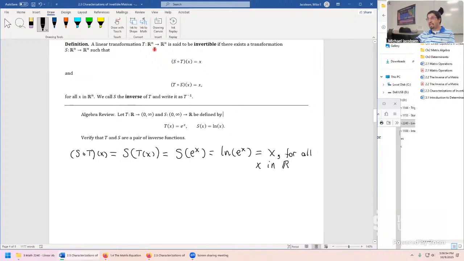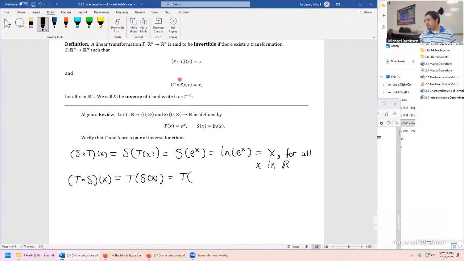Here, we didn't have to be as precise because the domain and codomain were the same. To really have a pair of inverse functions, we have to reverse and compose them this way. This is absolutely required in college algebra type functions. So we would go T of S at x is equal to T of S of x.